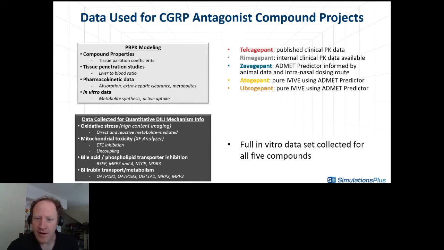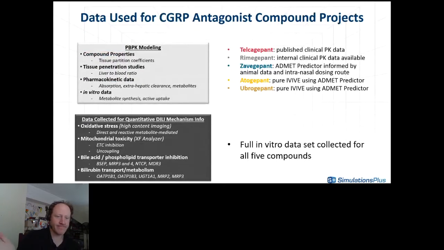For zavegepant, atogepant, and ubrogepant, we essentially just took it straight out of ADMET Predictor, plugged it into GastroPlus and saw what it spit out. With zavegepant, we were able to tweak it a little bit based on some of the client's internal animal data. They also wanted to do this with intranasal dosing, so we were able to tweak things so that it represented intranasal dosing and what they expected to see for it. Atogepant and ubrogepant, as I mentioned earlier, were purely ADMET Predictor straight out of the box.